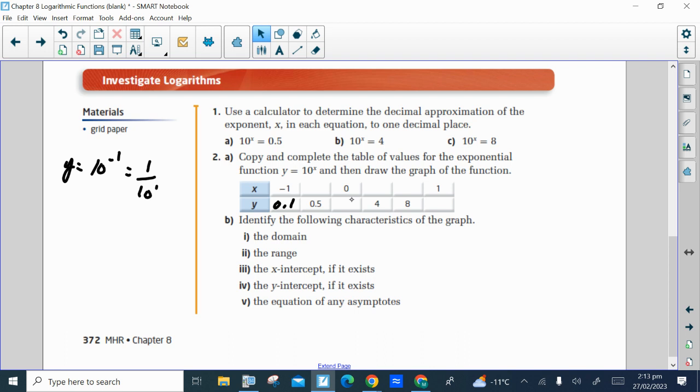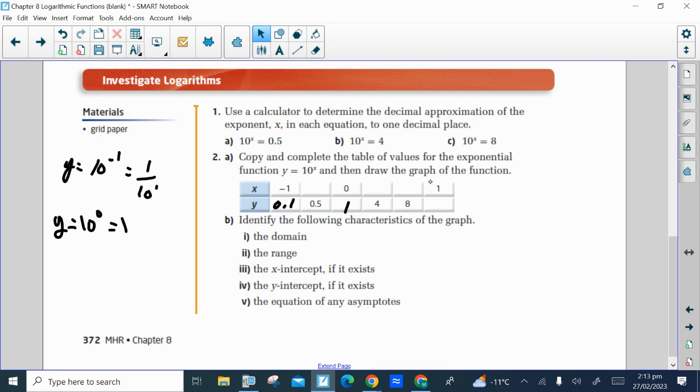When x is 0, so we'll go back and do the y values that were given and find out what the corresponding x value is, but let's deal with the places where we're given the x value. When x is 0, y would equal 10 to the 0, which is 1.